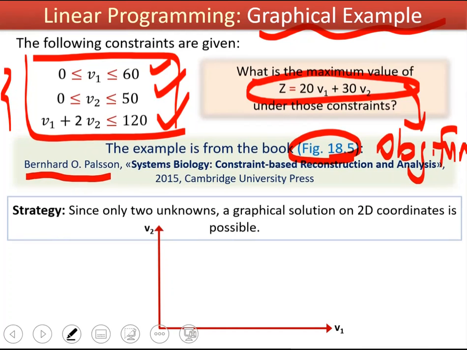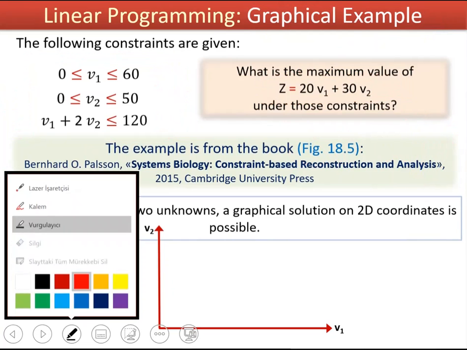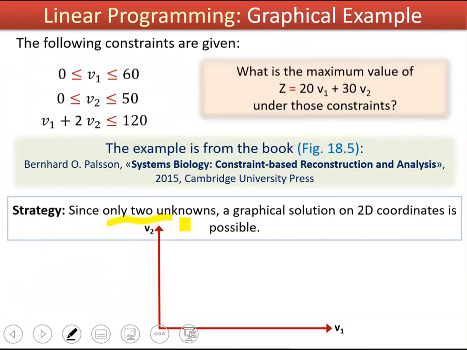So this is a graphical example. So we will solve this problem by using a two-dimensional coordinate system. And this way you will better understand how linear programming and linear programming based optimization works. So the strategy is, we have two unknowns. We can represent those unknowns as two coordinate axes. So V1 represents the x-axis, V2 represents the y-axis. So a graphical solution on two-dimensional coordinates is possible.